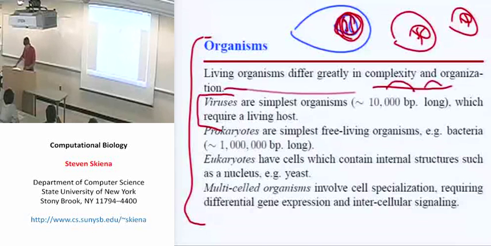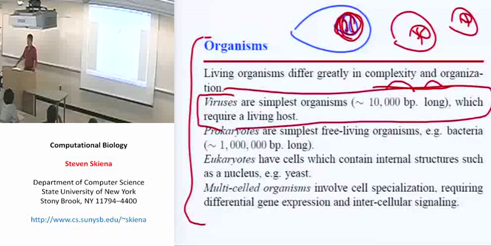So the simplest living things are viruses. Viruses are generally described by DNA sequences of about 10,000 bases. You can completely describe a virus as a string of about 10,000 letters. Any questions?